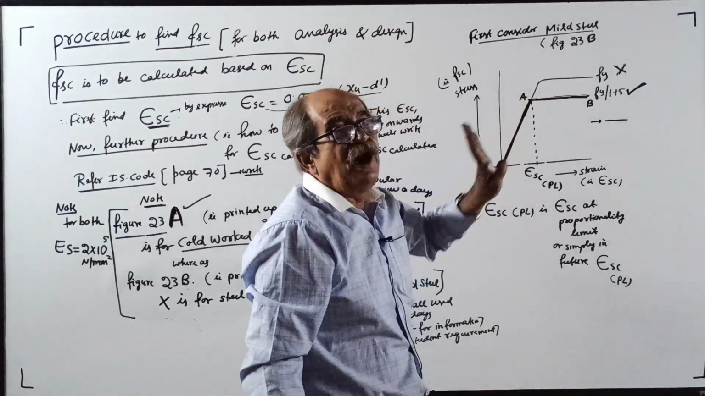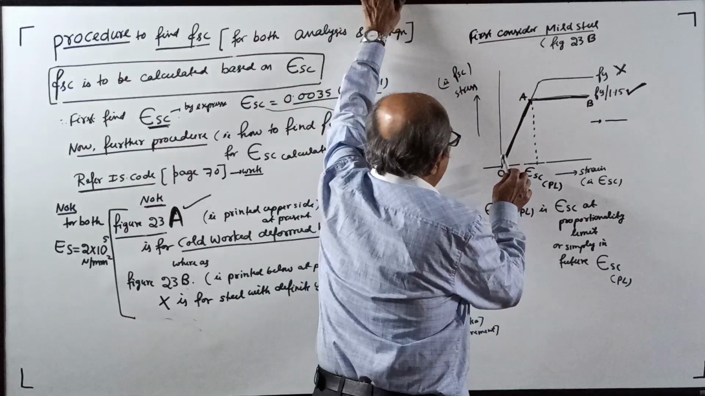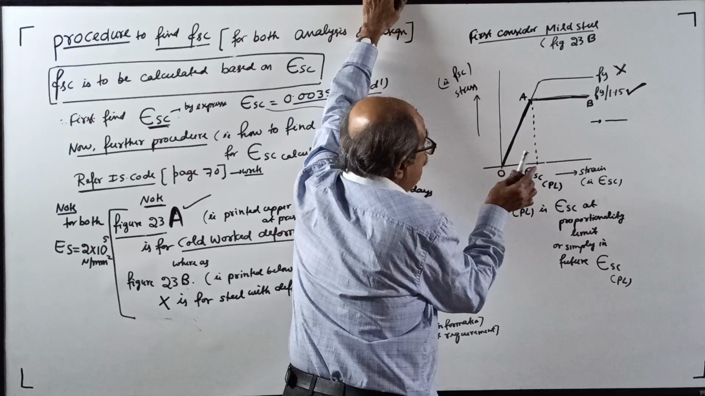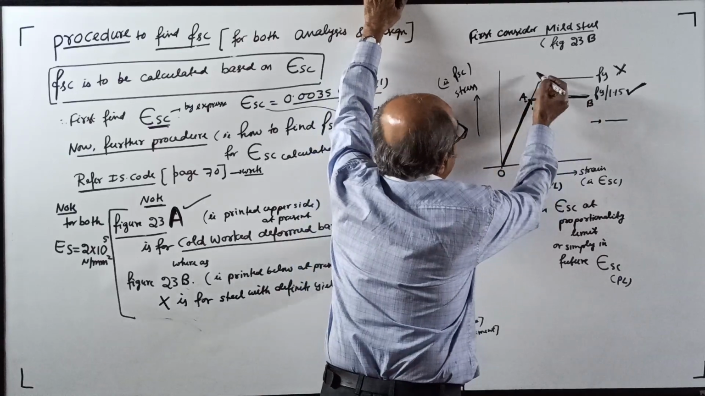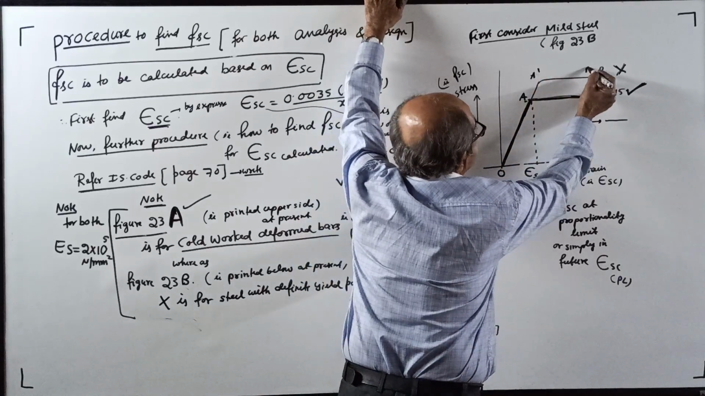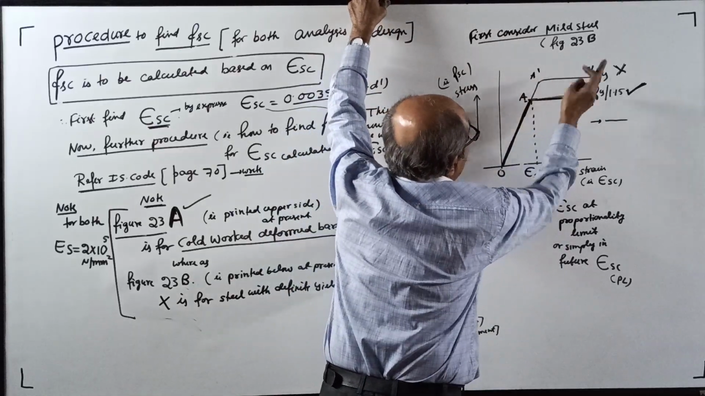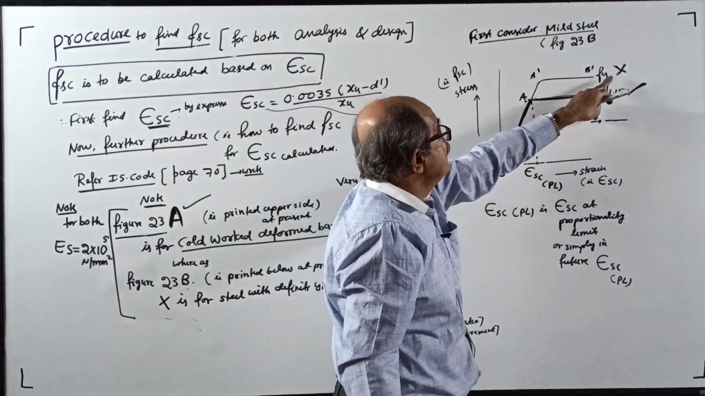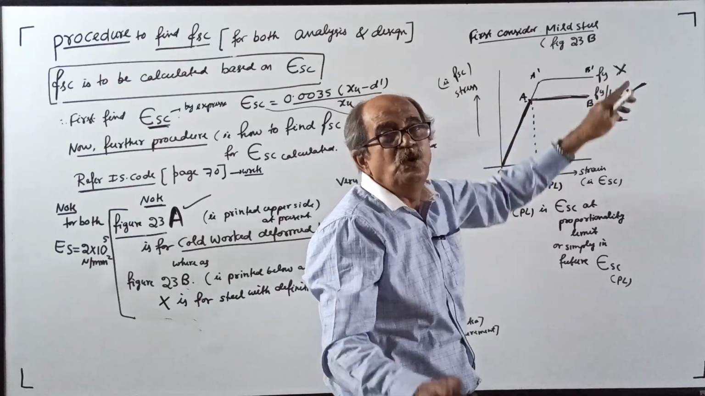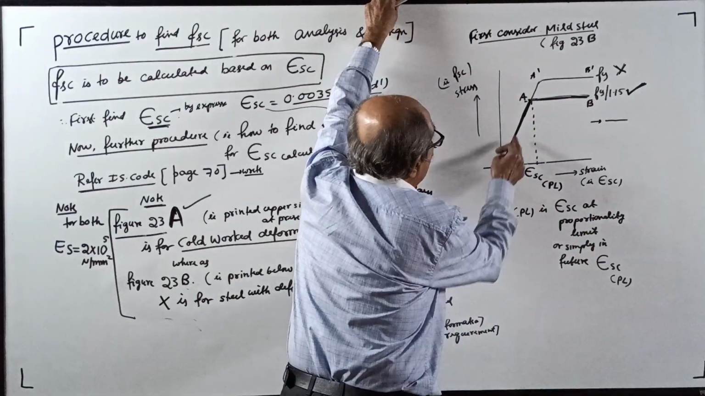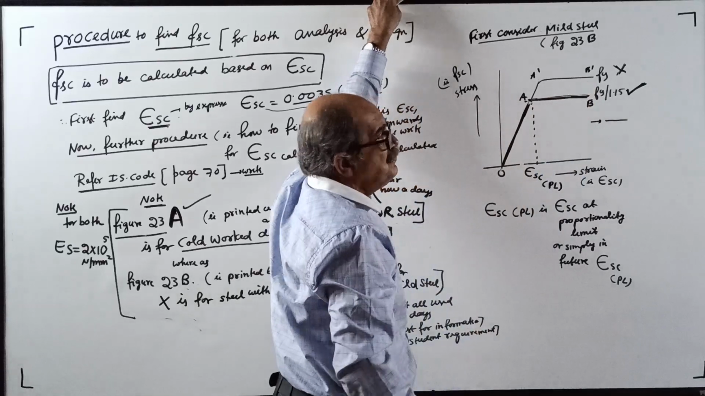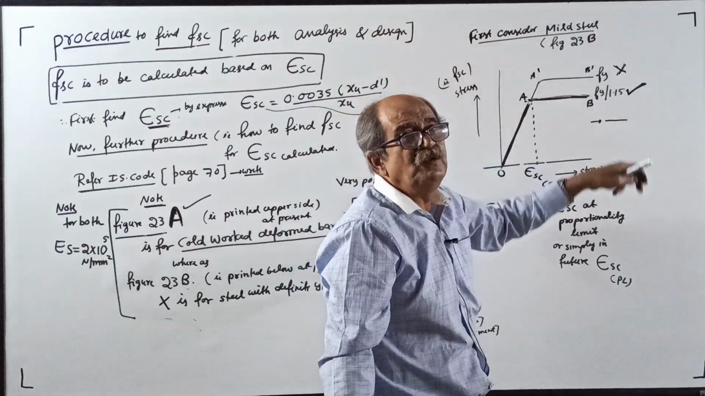Two graphs are given. One of them is OA'B', corresponding to Fy. The other one is OAB, which is for Fy by 1.15.